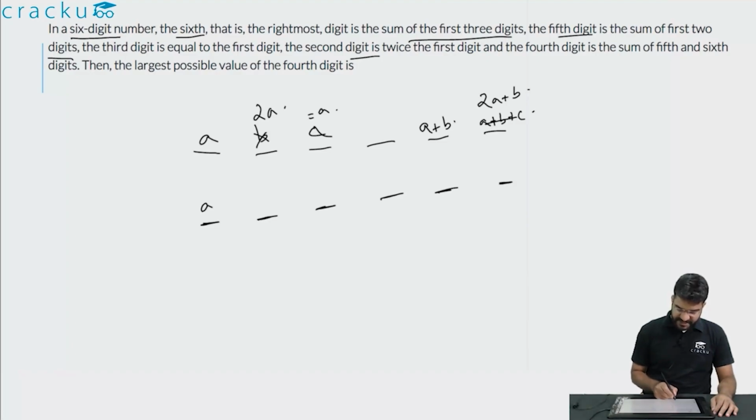The first digit is a, the second digit is twice the first digit, the third digit is equal to the first digit, and the sixth digit is the sum of the first 3 digits. So it will be a plus 2a plus a, that is 4a. And the fifth digit is equal to the sum of the first 2 digits. So this will be equal to 3a, a plus 2a. And the fourth digit is the sum of the fifth and sixth digits. So the fourth digit will be equal to 7a. It will be equal to 3a plus 4a.